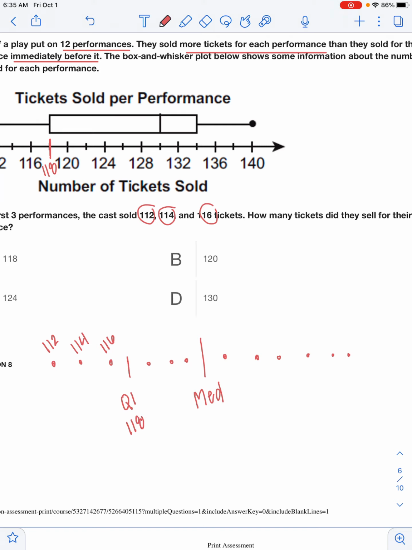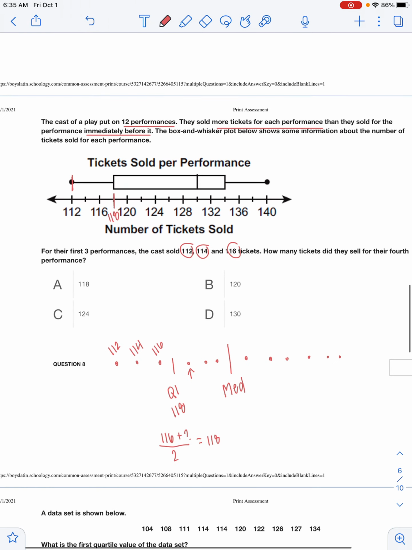So we know that whatever this 4th data point is, 116 plus that data point divided by 2 is equal to 118. And we have 4 numbers to guess and check from. You could also multiply both sides by 2 and subtract 116, but the answer is 120. And the reason why is because if 120 is this 4th data point here, we end up with 116 plus 120, which equals Q1 of 118.